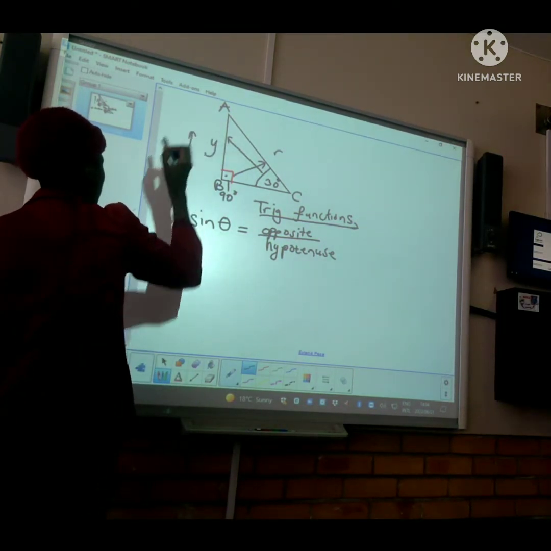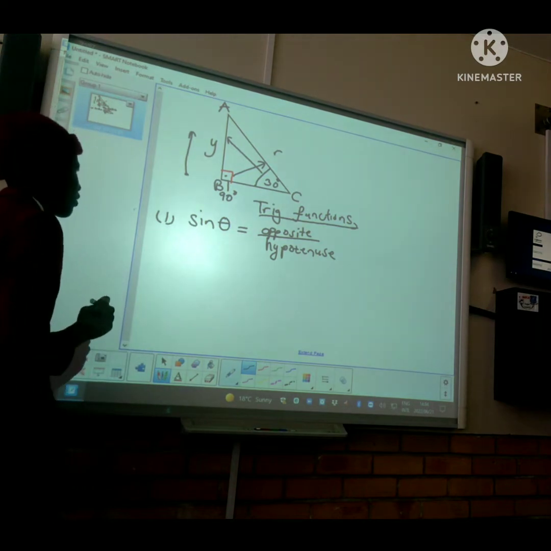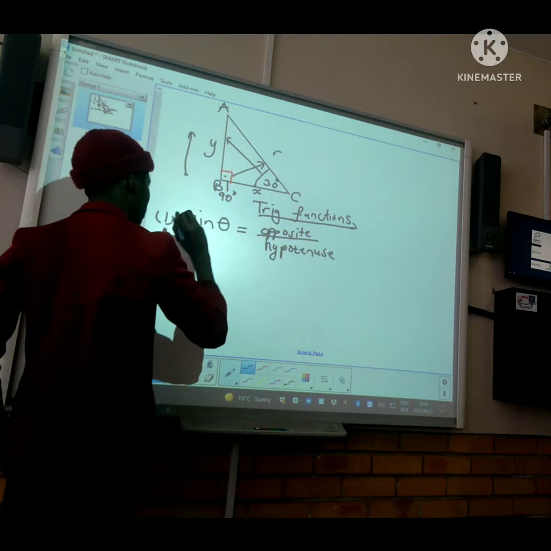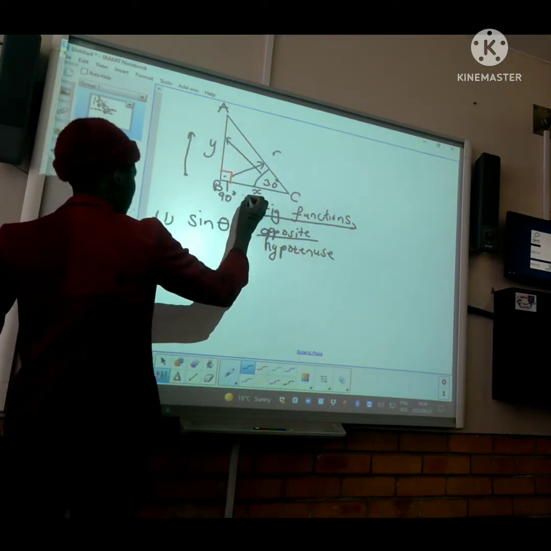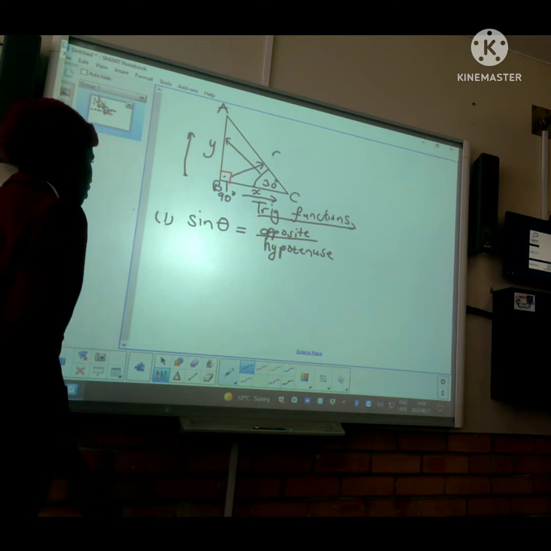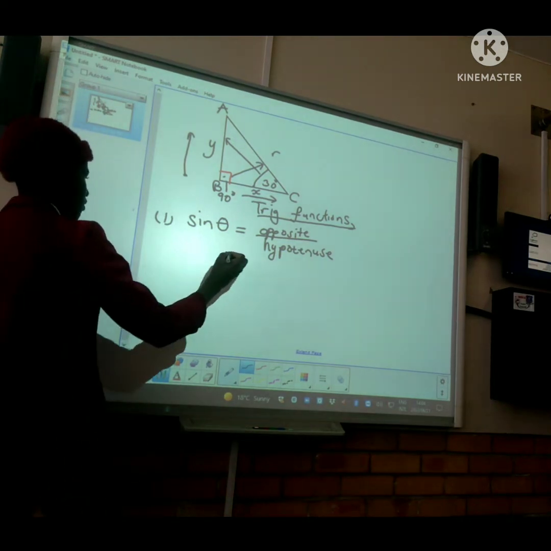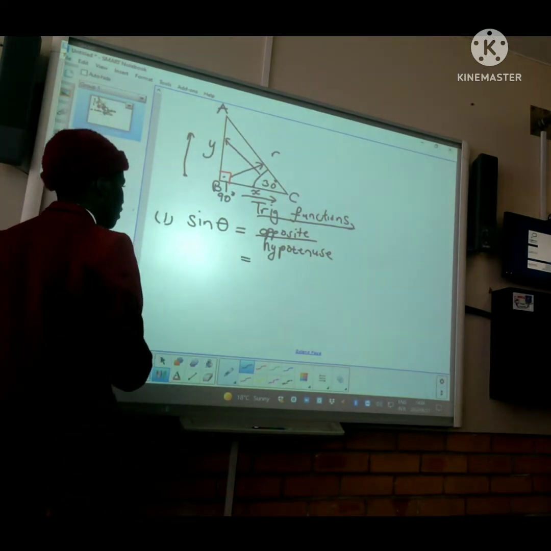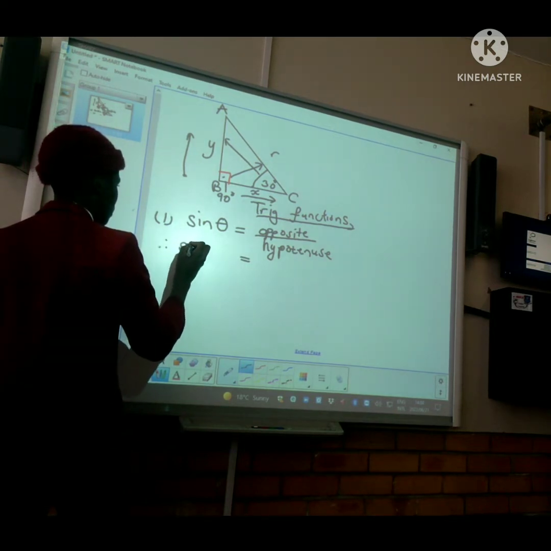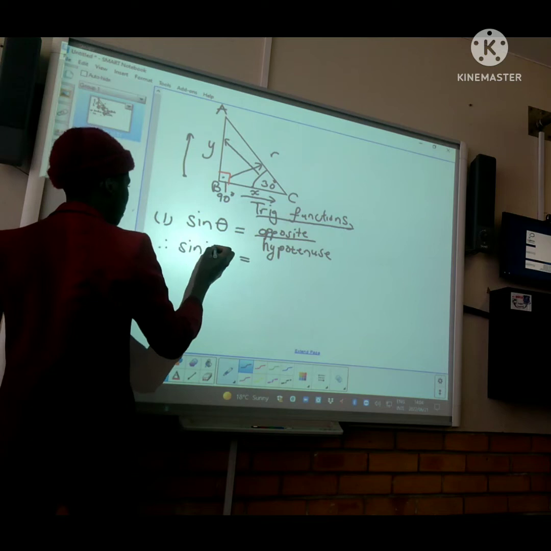Because it's vertical, a vertical line is on the y, and then you've got the x side, which is the horizontal, which is adjacent to the 30 degrees. So we've got the horizontal and the vertical side. So how do we calculate the sine of this angle? We write sine of angle 30 degrees.